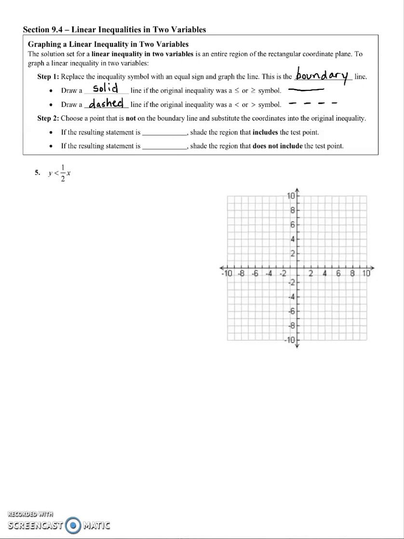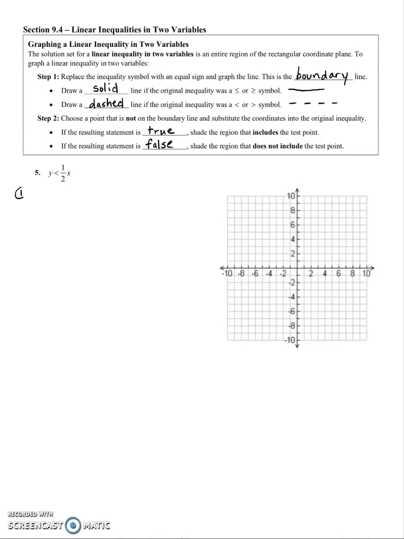Then our next step is to choose a point that's not on the boundary line, in one of the two parts of the coordinate plane that the boundary line divides the whole coordinate plane into. And we test that point. If the resulting statement is true, we shade the region that includes the test point. If the resulting statement is false, we shade the region that does not include the test point. So how does this work?